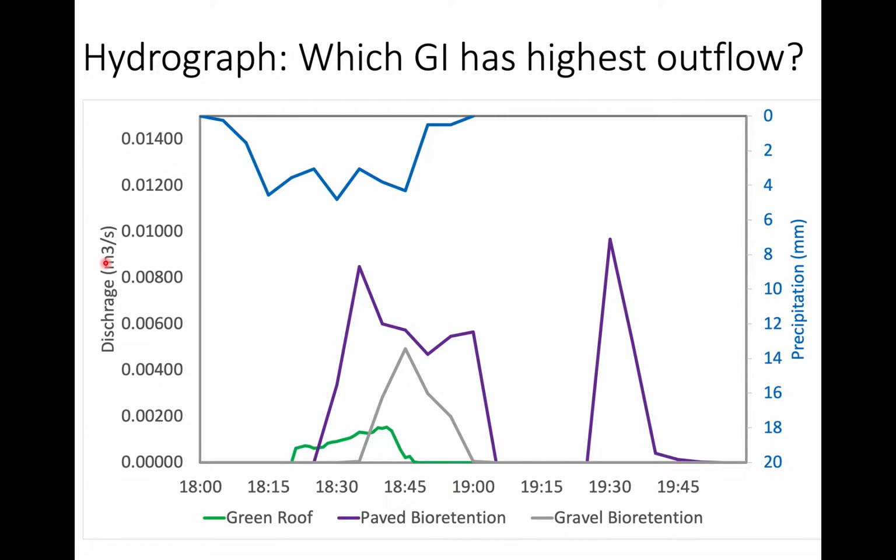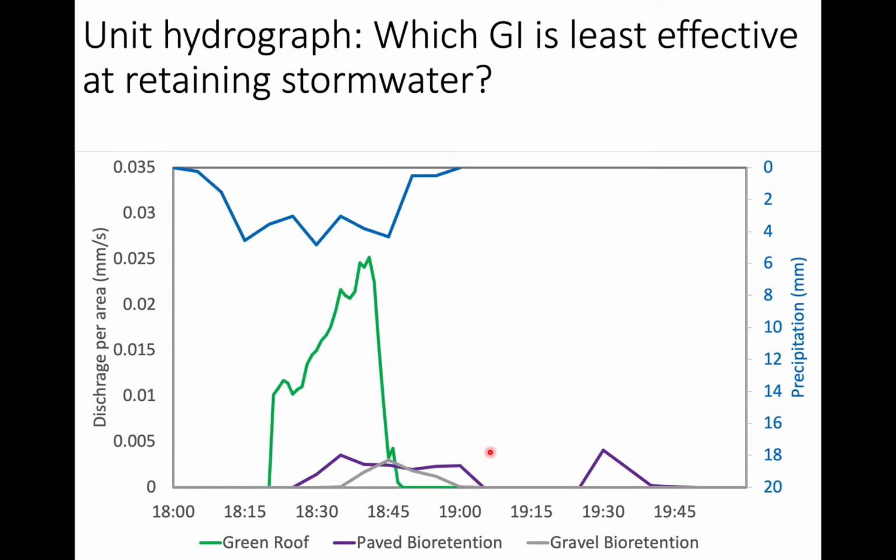So yes, the flows are pretty small. These have pretty small drainage areas, but what you see there is that the green roof appears to have very small amount of flow coming off of it relative to the flow coming out of the base of the bioretention cells. But how will our perception of this hydrology change when we change to a unit hydrograph?